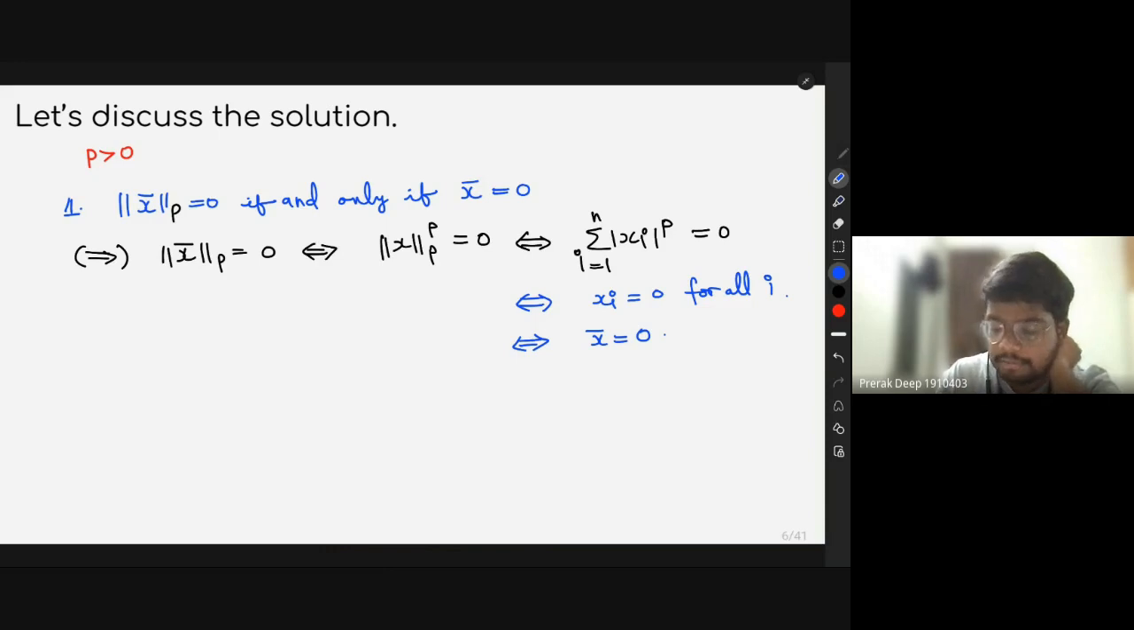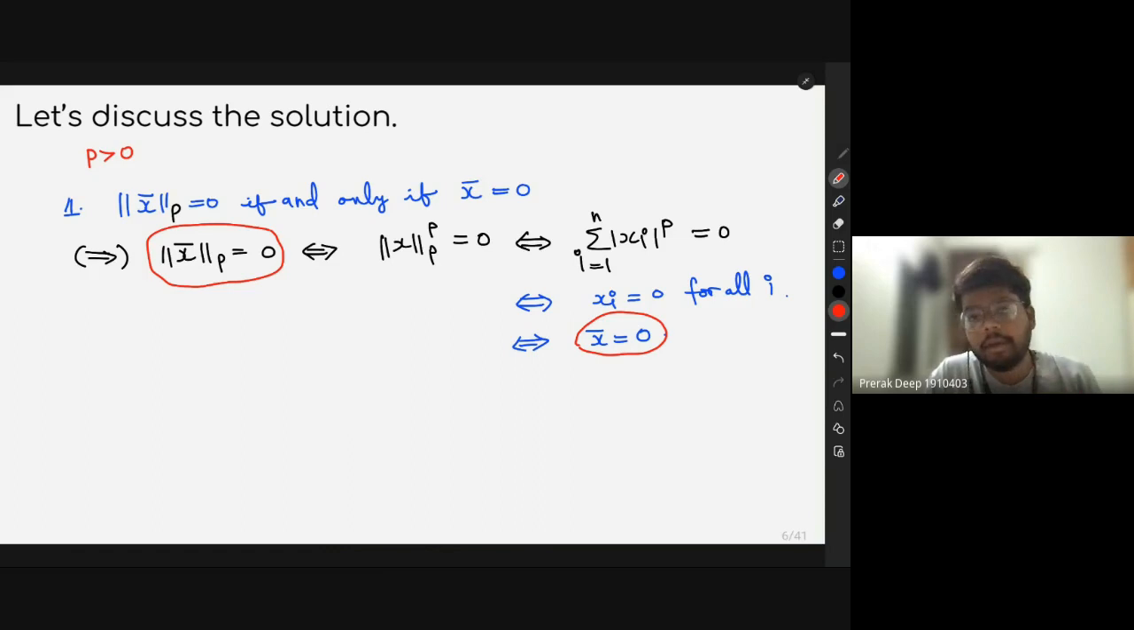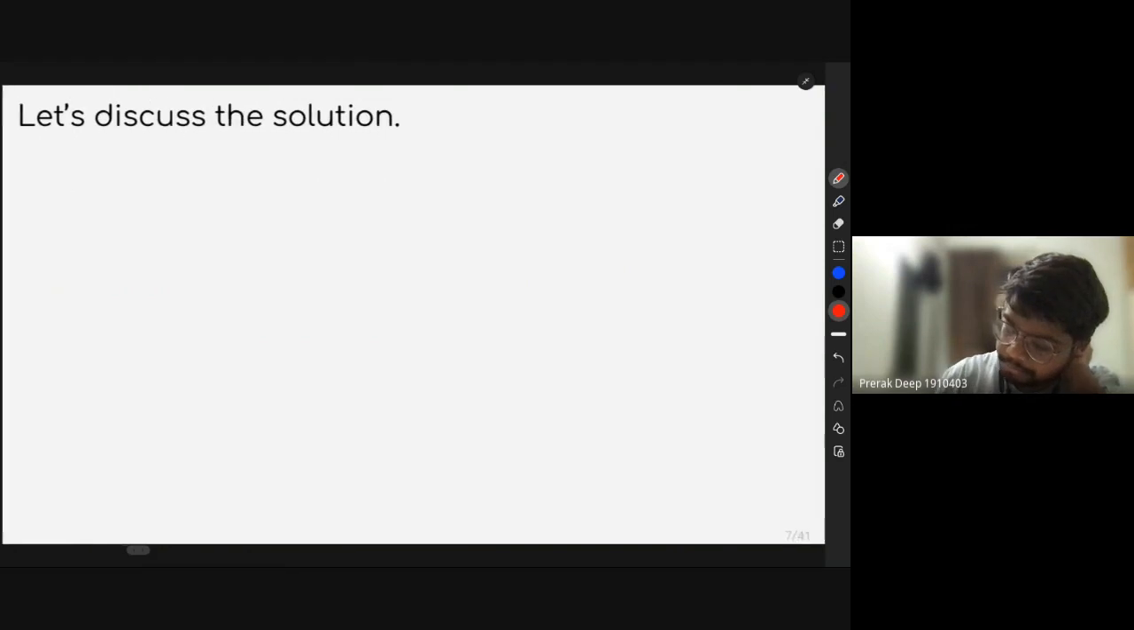So at each step I'm having an equivalence. So if you start with the last step, assuming that x is equal to the 0 vector, you can just trace your argument back to the first step where we started. And if you start with the very first step, you can come back to the step that x is a 0 vector. Okay. Any questions? Okay, if there is no question, we can move ahead and prove the next part.